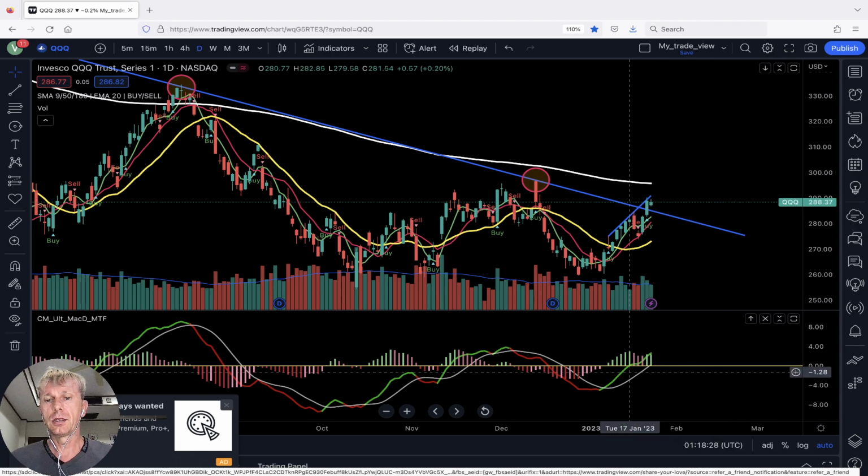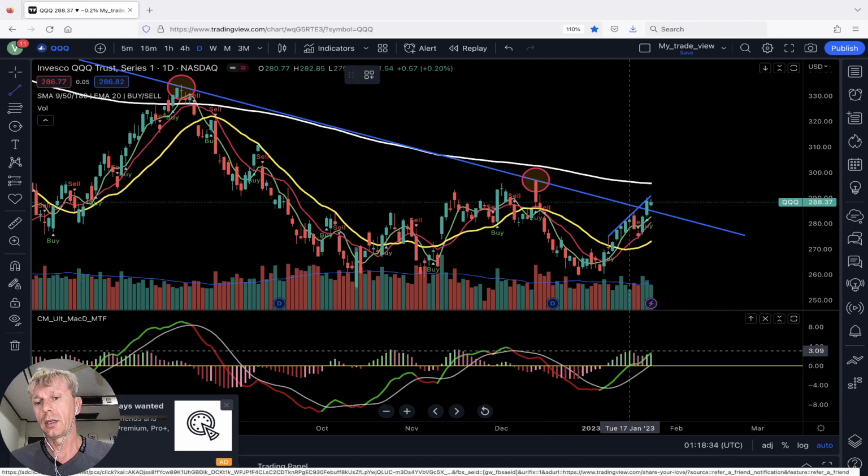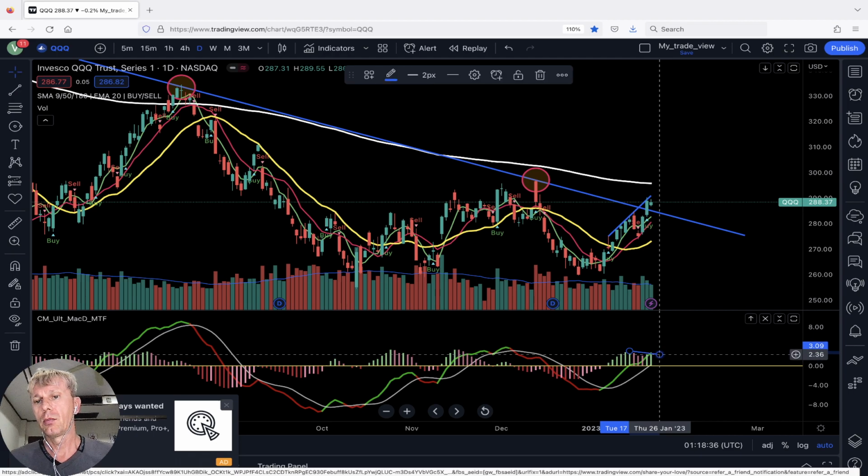MACD is still green, it's still bullish. Some bearish divergences on the MACD histogram over here. Look at it, right? Bearish divergences. Price action is up.